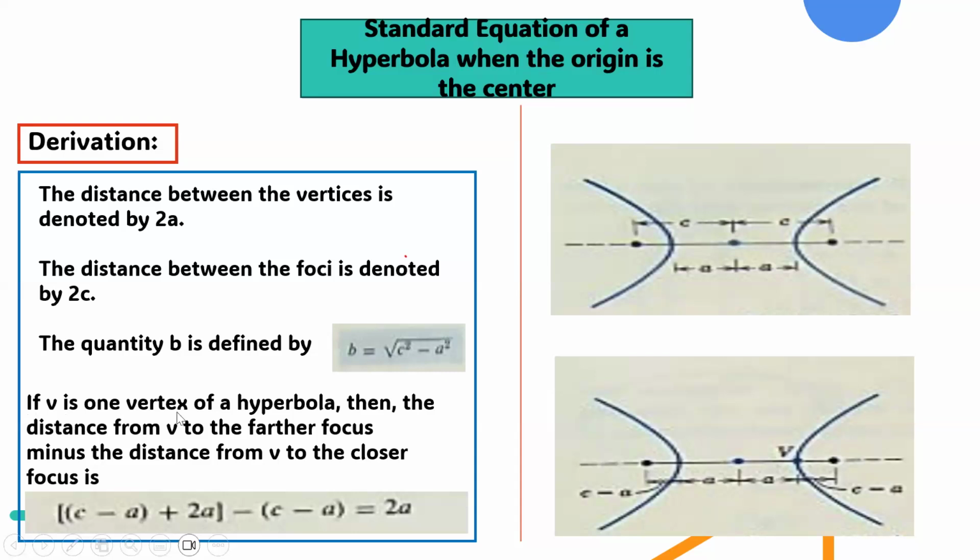Now, if V is one vertex of a hyperbola, then the distance from V to the farther focus, so let's look at this vertex here, the distance from V to the farther focus, so that's from here to here, minus the distance from V to the closer focus, which is this distance here, is a positive constant, which is 2a. So that is what this is telling us here: (c + a) - (c - a) = 2a.